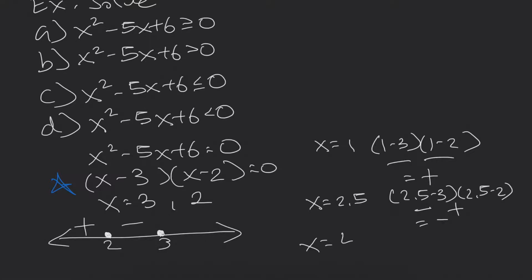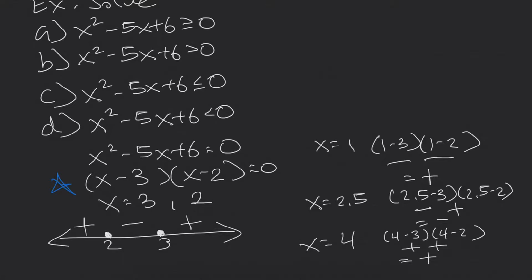Something to the right of 3, maybe 4 or 5 or 10 or 1,000,000. Pick whichever number you want to the right of 3. If I plug that into the function, I'm going to get 4 minus 3, 4 minus 2. 4 minus 3 is positive. 4 minus 2 is positive. A positive times a positive is a positive. All right, so now I have my number line all filled up.